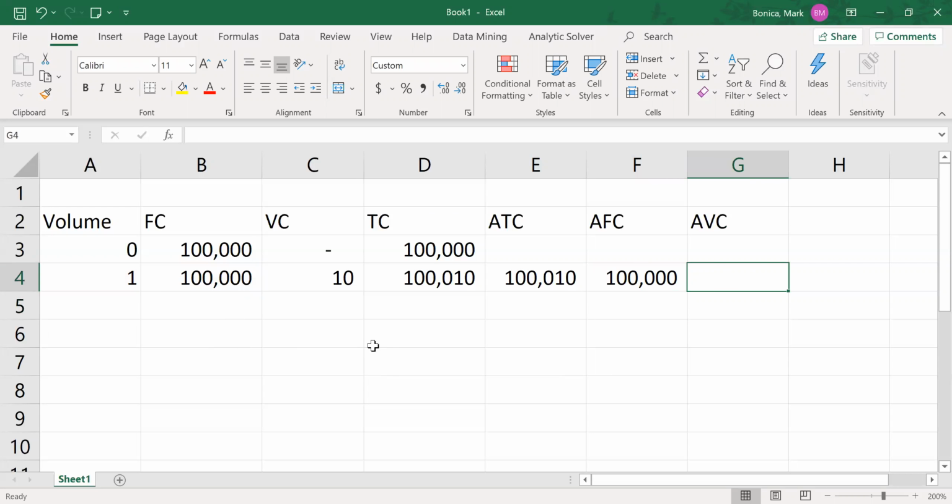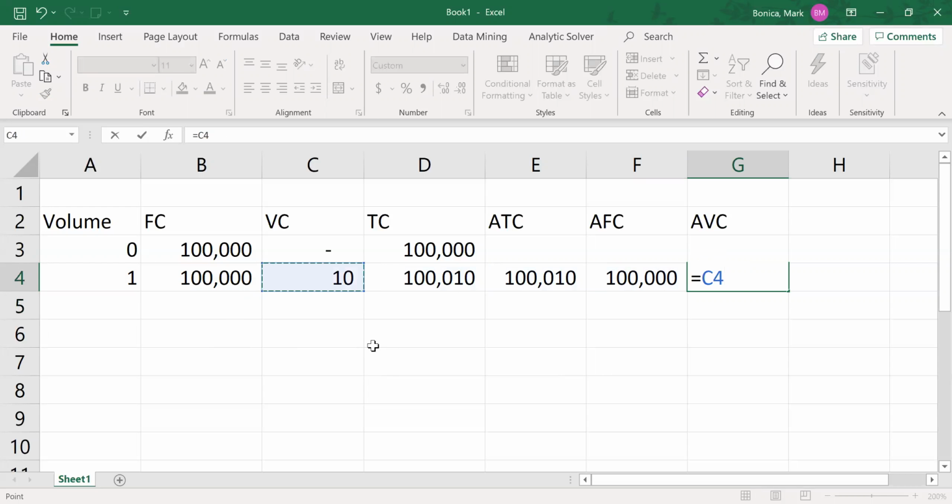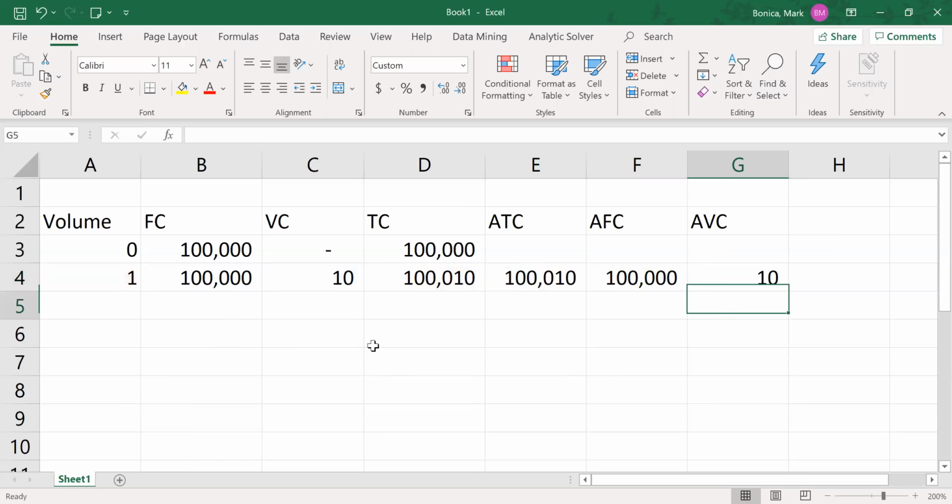So these are kind of uninteresting findings at this point, right? Because we're dividing by 1. Don't worry, it gets really exciting in a minute. That's a finance joke. Okay, so average variable cost then is just going to be variable cost divided by volume. So at 1, it's going to cost the lab $100,010 to do 1 test. That's a really expensive test, right?